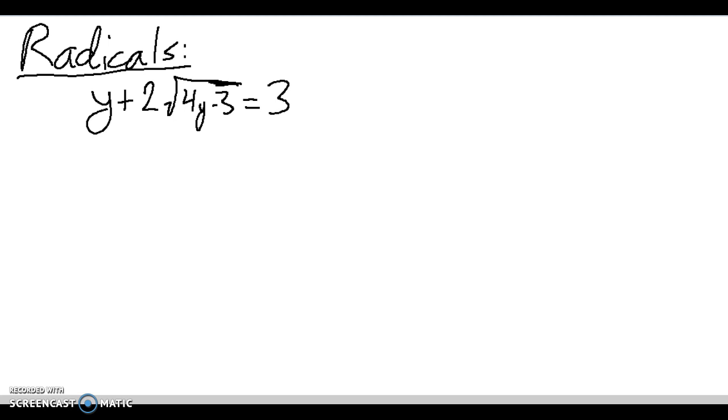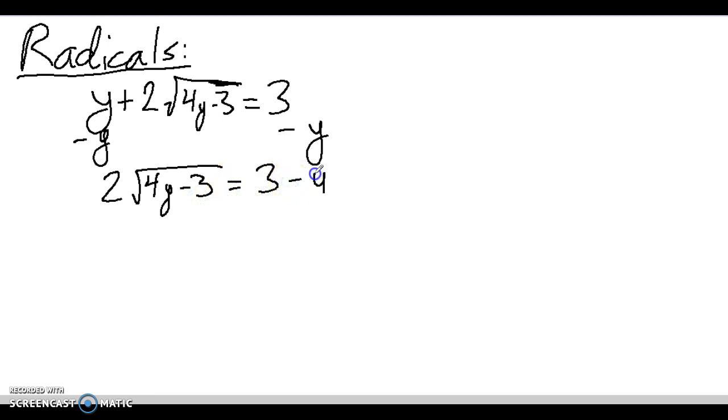Sure, we can try and get rid of that radical by squaring both sides, but here's the problem. If I square this left-hand side, I'm not actually going to get rid of the radical as is. So I'm going to start by isolating the radical term. I'll do that by subtracting y from each side, and we get 2 times the square root of 4y minus 3 is equal to 3 minus y. Now this time, if I square both sides, we will get rid of the radical.